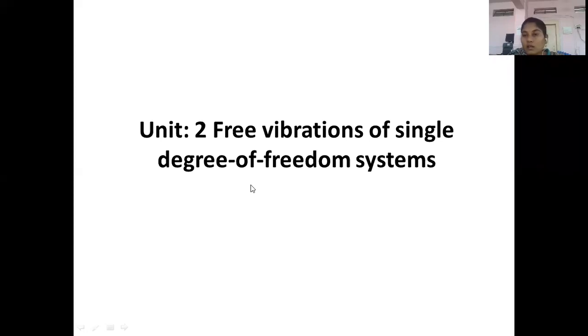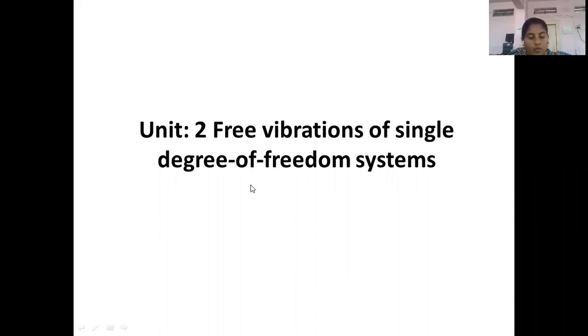First, we read what is the name of this chapter. The name of the chapter, unit number 2, is free vibration of single degree of freedom system. Free vibration of single degree of freedom system. So in this, free vibration is given. Actually, we have to go for 2 types of vibrations.